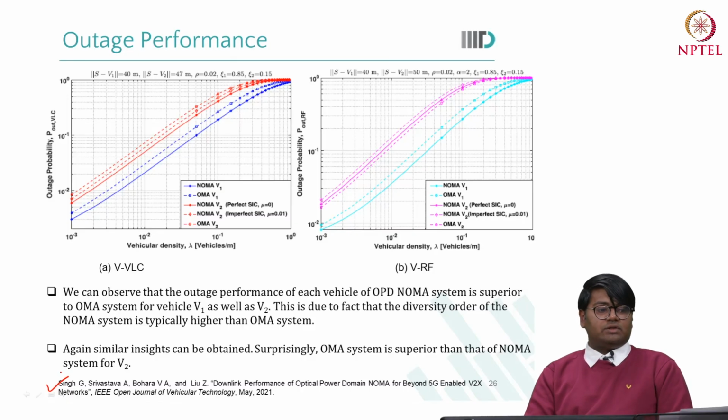So, finally, under our given simulation settings, we can observe the following outage performance of optical power domain NOMA and conventional VRF based NOMA. From these figures, we observe that optical power domain NOMA performs better as compared to vehicular radio frequency communication. We also observe that the outage performance of OPD NOMA is superior to the OMA system as well. This is mainly because the diversity order of the NOMA system is typically higher than the OMA system.